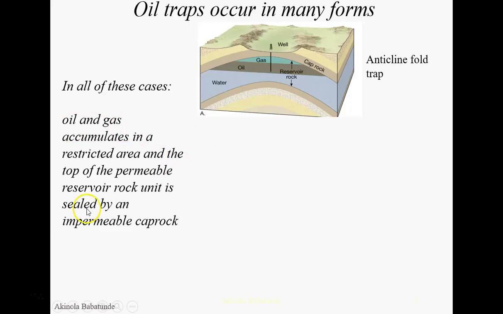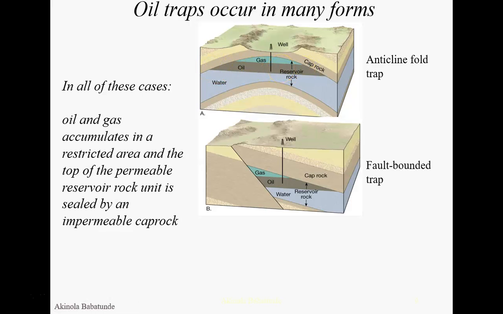As we can see here, this is an anticline fold trap. You can see we have the oil somewhere here, and then you can see we have the cap rock. These are reservoir rock, and then you can see we have the cap rock. This cap rock is impermeable, and this is our oil right here.